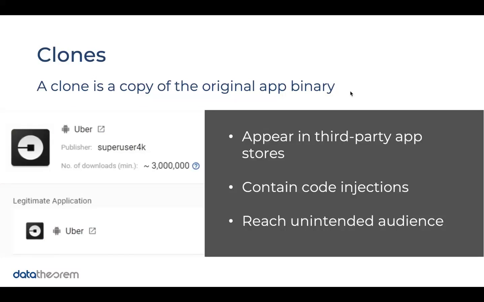Very straightforward. If you look at the top, this is a third-party app store that has a clone version of the Uber app. And as you can see, same icon, same name, but the publisher ID is Super User 4K, which we probably know is not Uber publishing their app under that ID. And that store even reported 3 million potential downloads. So obviously this could have a huge customer impact for Uber.